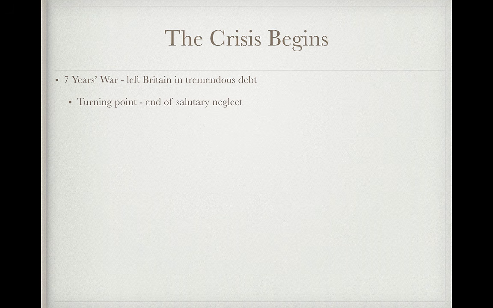So we're talking about the crisis between the colonies and Britain. And a lot of this really goes back to the end of the 7 Years' War that ended in 1763. Britain is in a tremendous amount of debt. This is a turning point. This is actually the essay topic from the 2015 AP exam. So Britain ends salutary neglect, they begin to take a more hands-on approach on the colonies. And this really drastically alters the relationship between the British and the colonists.